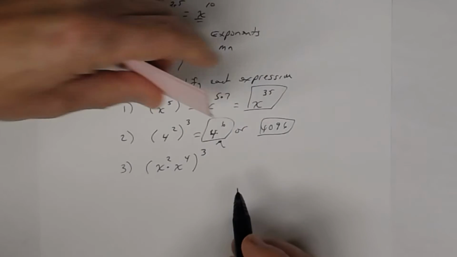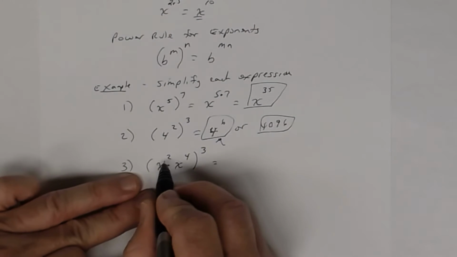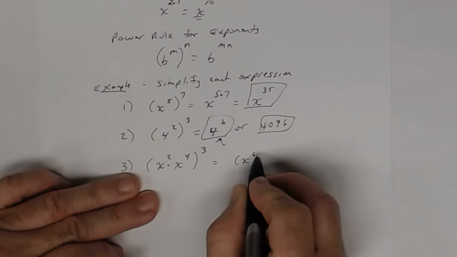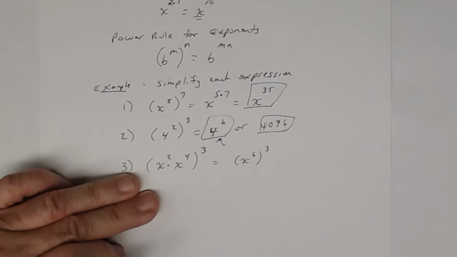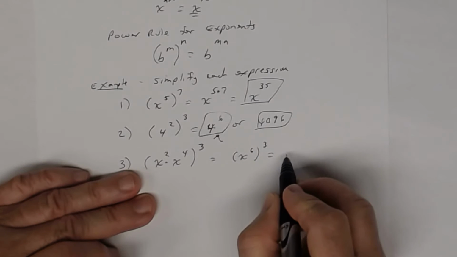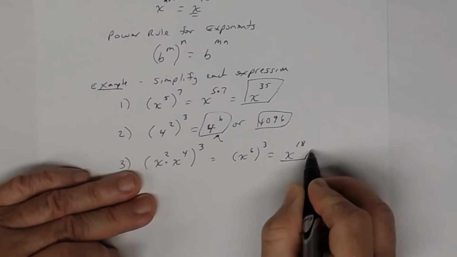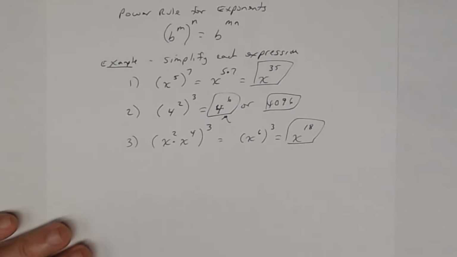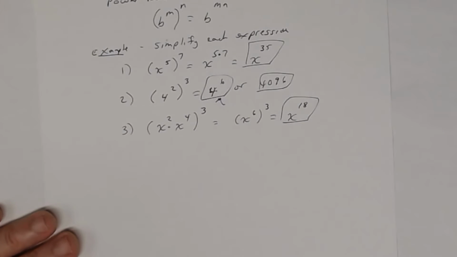The sixth. And so the best way to do that one is to simplify what's inside the parentheses first. You get x to the sixth, and then raise it to the third power. All right? And so 6 times 3 gives you x to the 18th power. And there's your answer. That's all you do. It's not a very difficult concept, right? Pretty easy.